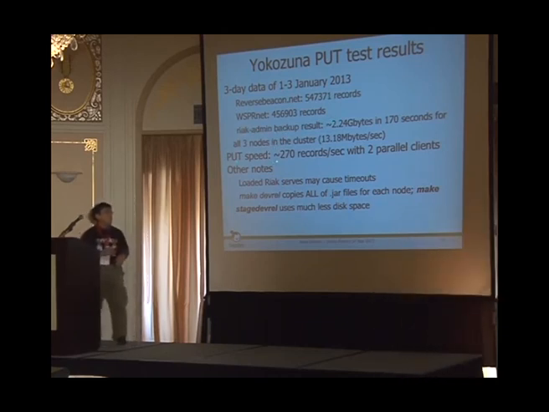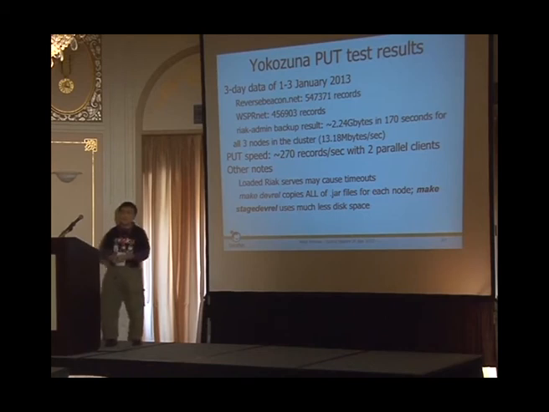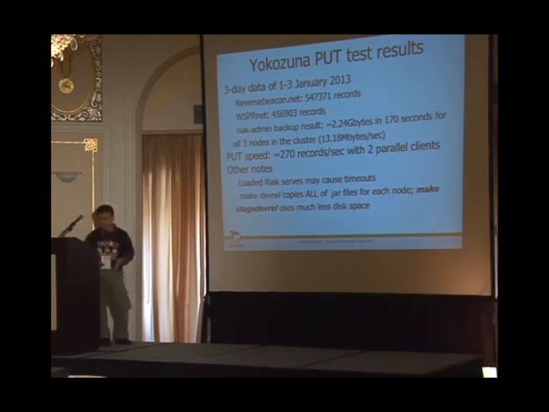And the put speed is about 270 records per second. I don't know whether this is slow or fast, but from the empirical values of production clusters of Riak, 1,000 puts is considered fast enough. So 270 was not that bad a value.